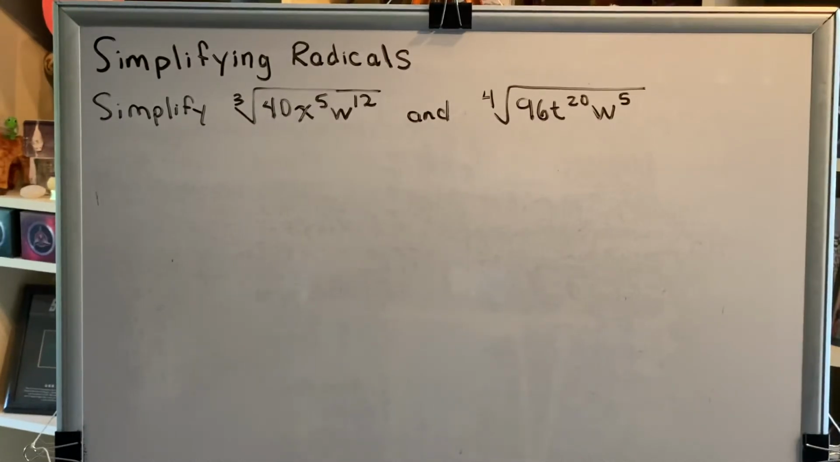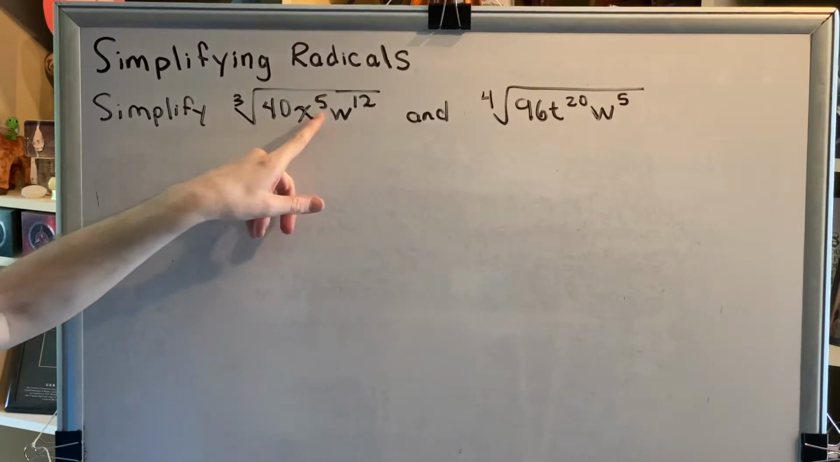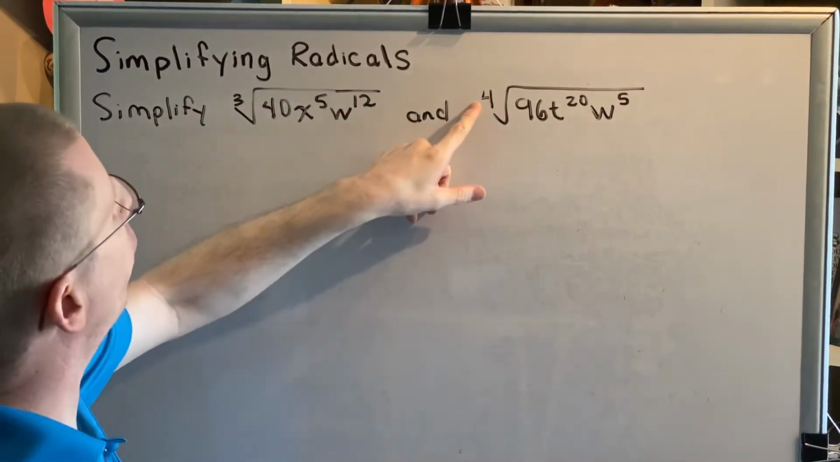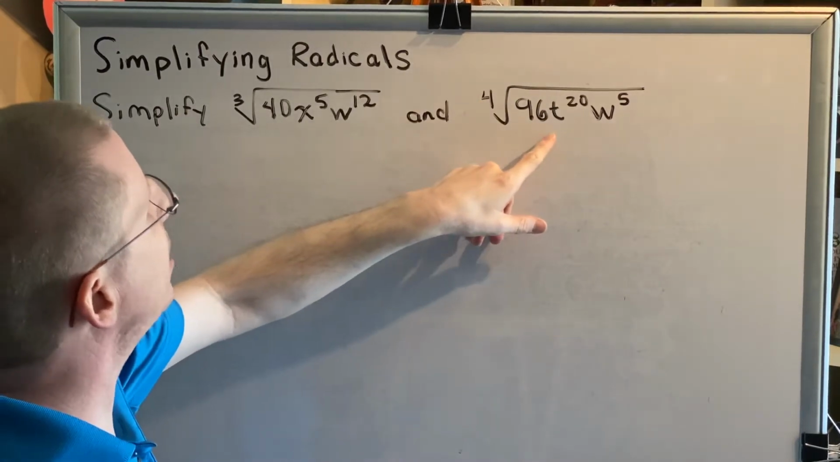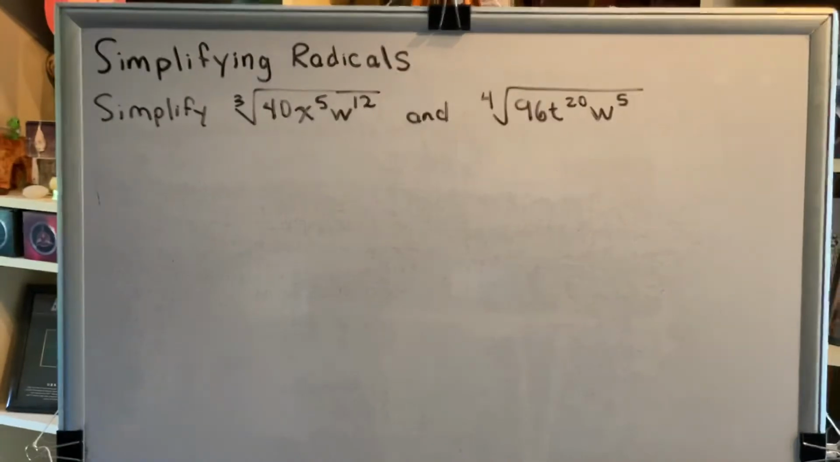The topic of this video is simplifying radicals. Let's look at two problems. The first one says simplify the cube root of 40 x to the 5th w to the 12th. And the next one says simplify the fourth root of 96 t to the 20th w to the 5th. All right, let's begin with the first problem.